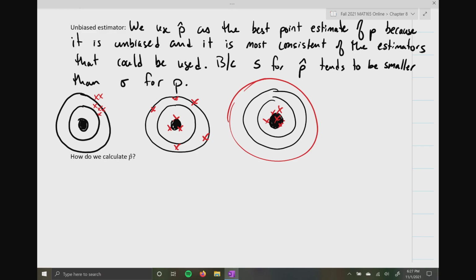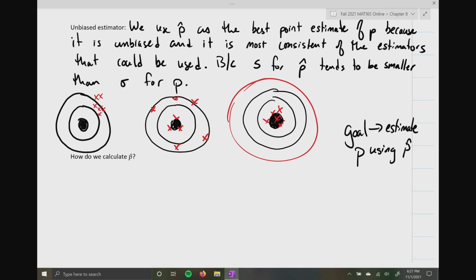So you get an actual yield, which is always less than a theoretical yield, but you want to be as close as possible. Okay? So the question becomes, all right, well, if our goal is to estimate our population proportion P using P hat, how do we calculate P hat? And what's nice is you already learned how to do this.